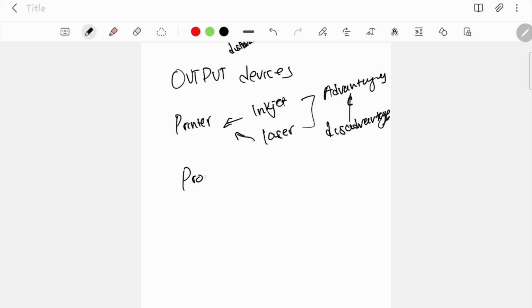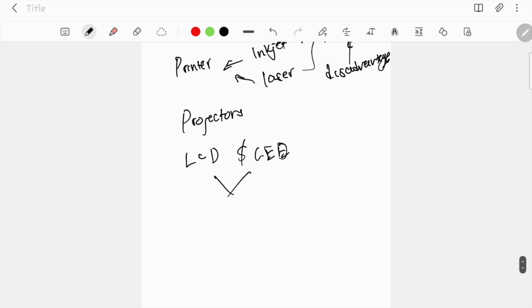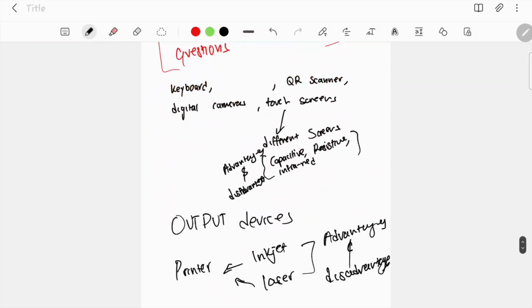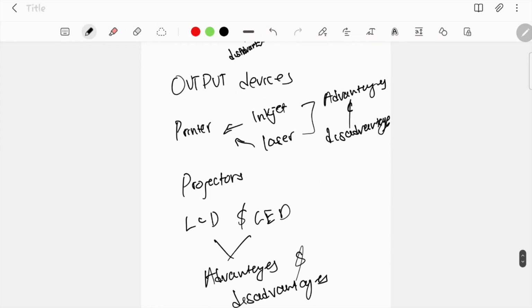You need to know about projectors. What else? Then LCD, go over LCD and LED. Again here, advantages. Most of these, just know the advantages and disadvantages for LED and LCD. Most of it you need to just remember the advantages and the disadvantages.